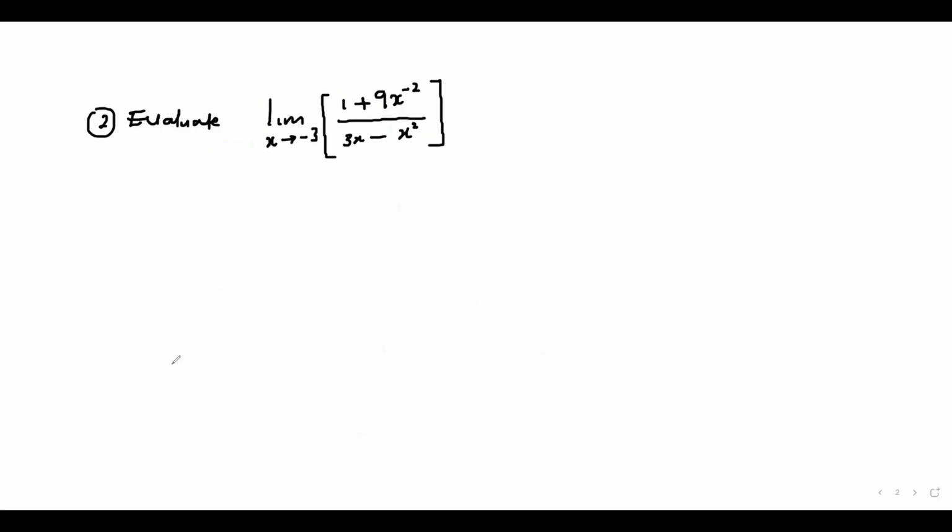Now, the second question here is also simple direct substitution of limit. All right. So at the numerator we have 1 plus 9x to the power of minus 2. And the denominator we have 3x minus x squared. So this is equal to, we have 1 plus.